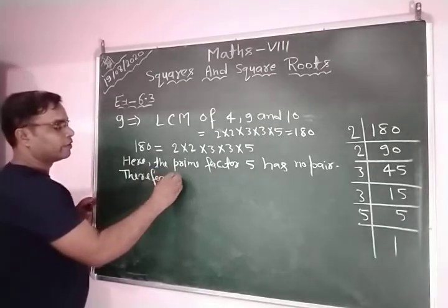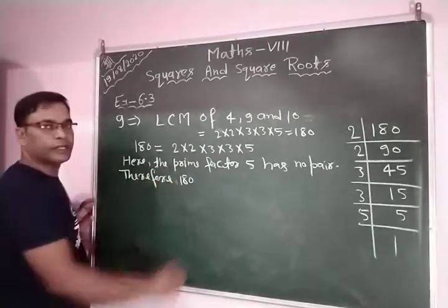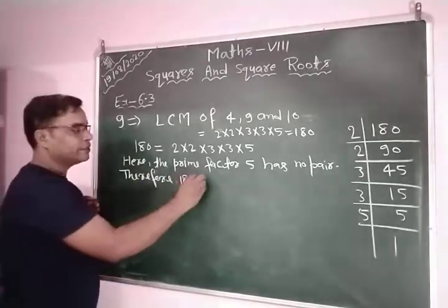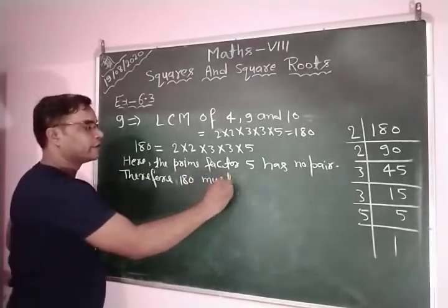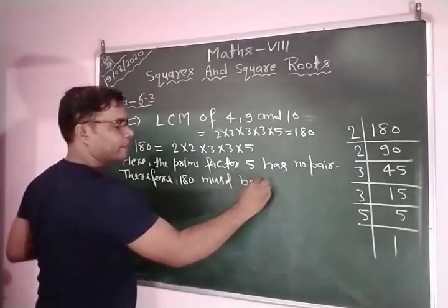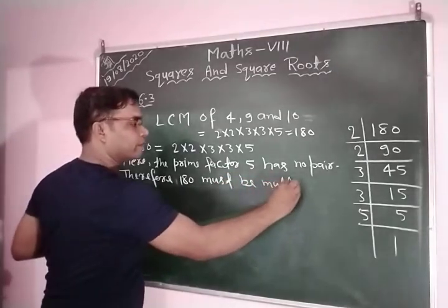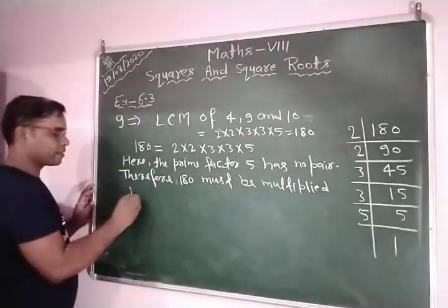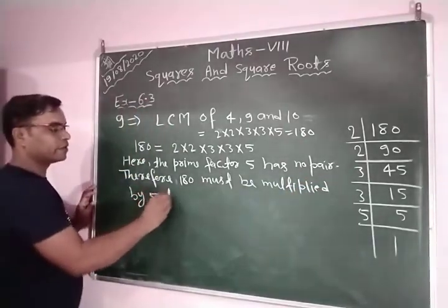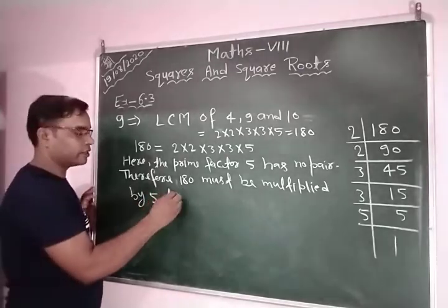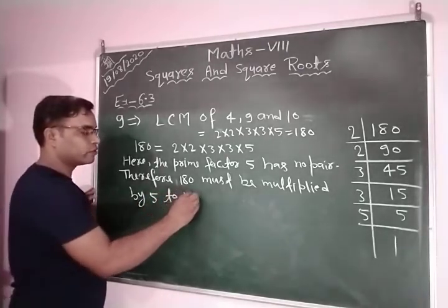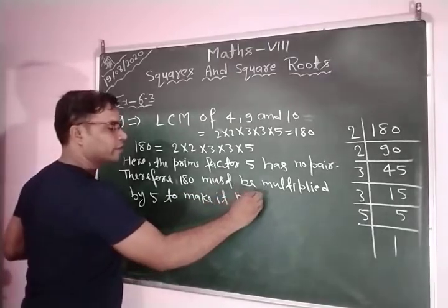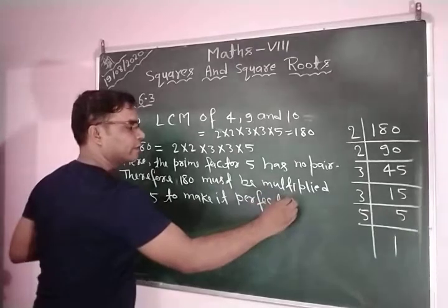Therefore 180 must be multiplied by 5 to make it a perfect square.